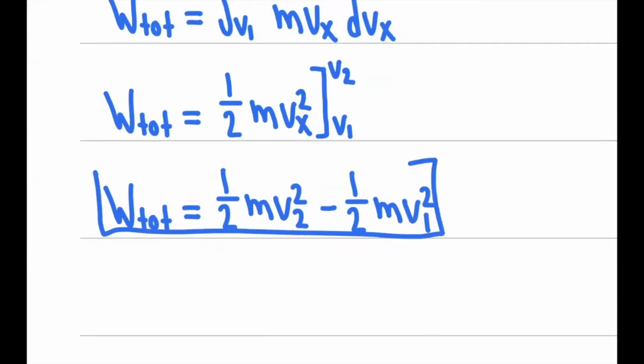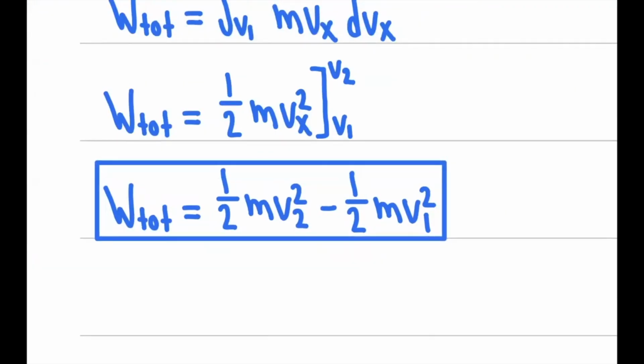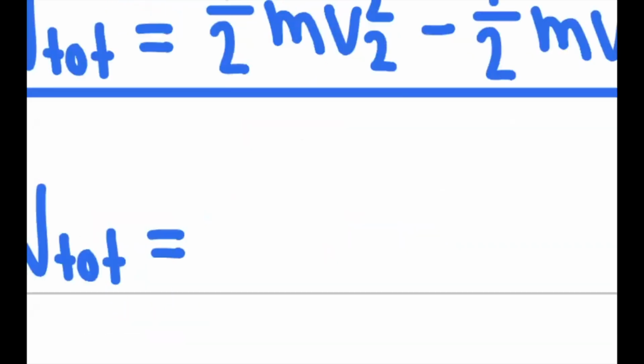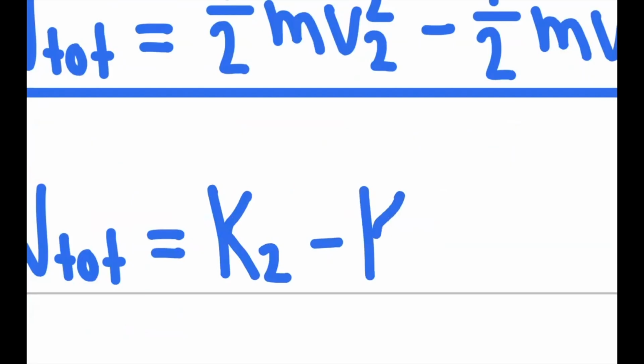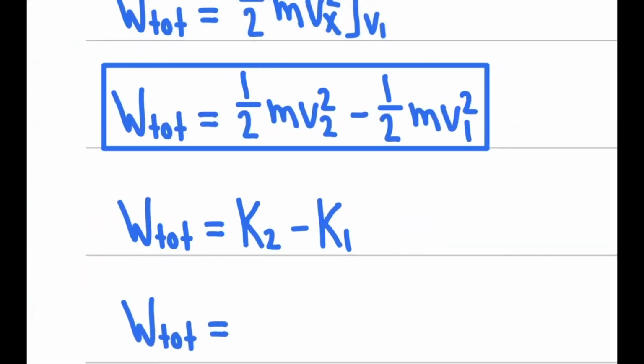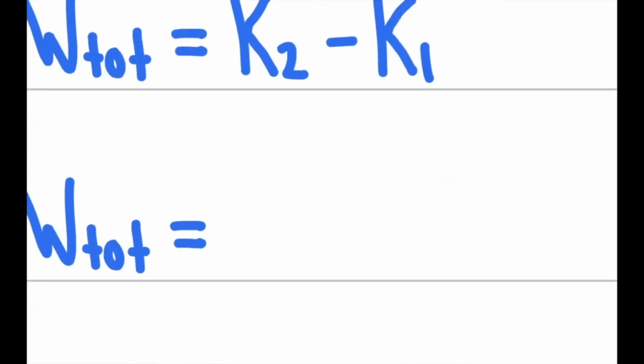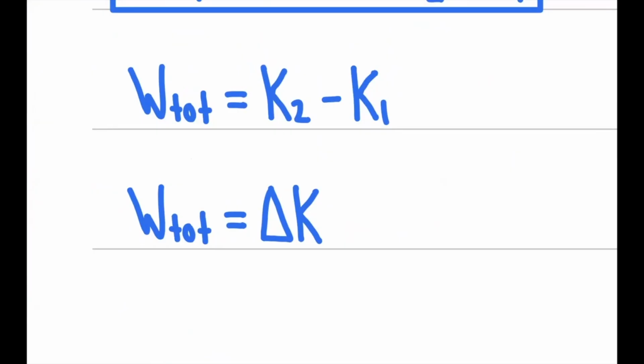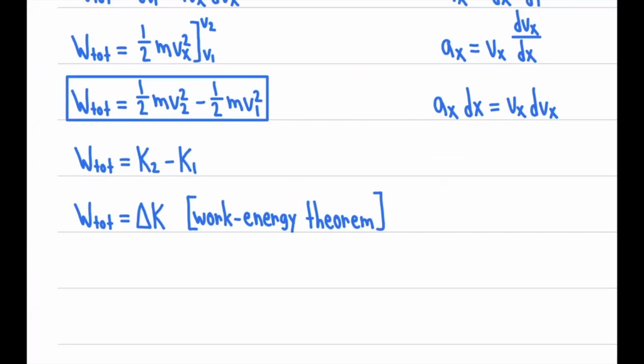Well, that just looks like a difference of kinetic energies. Yes, very good point. The quantity 1/2 m v squared is called the kinetic energy of the particle. So I can just write this as K2 minus K1, and K2 minus K1 I can just say is delta K. So this is called the work energy theorem. Basically, the work done by the net force on a particle equals the change in the particle's kinetic energy.